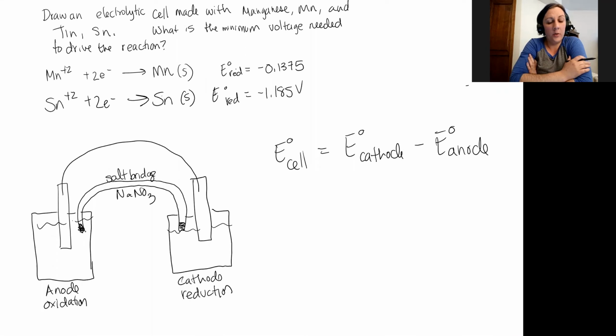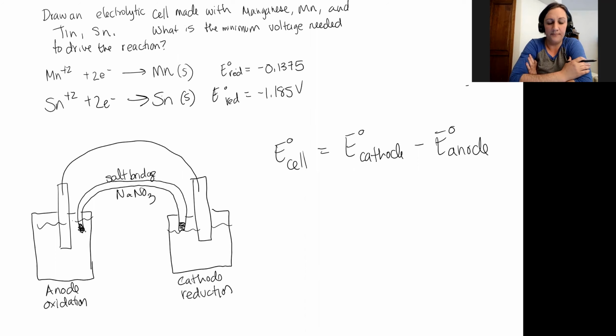In this video, we're going to walk through an example problem. We're going to try to design an electrolytic cell with manganese and tin. This will be basically the opposite of a voltaic cell, where we would have a spontaneous reaction that drives electrical current. Here, we're going to need to apply a voltage to force the system to move current in the direction we want.